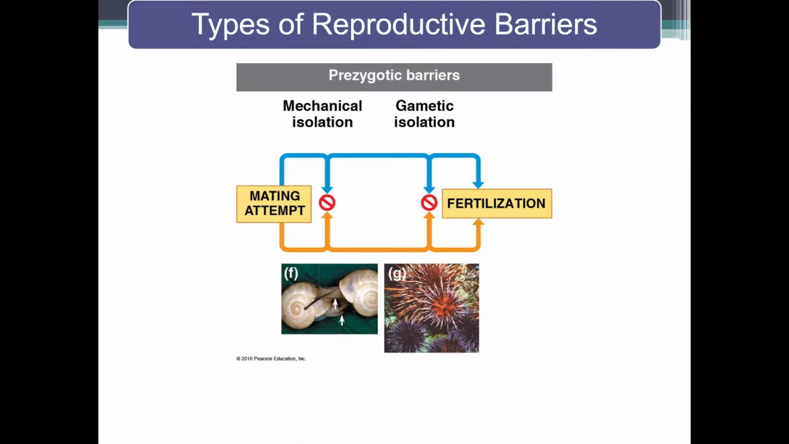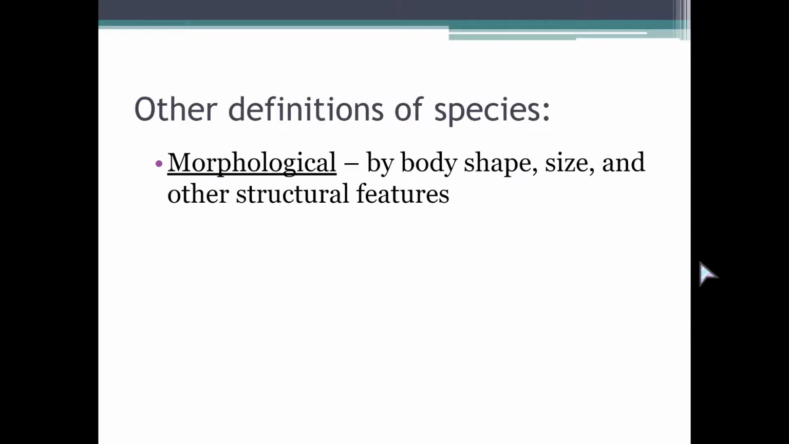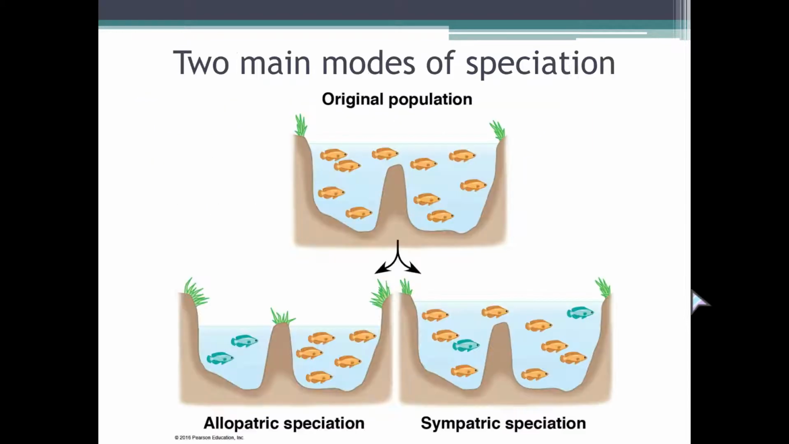These two are focused again on the fertilization piece. Mechanical, physically cannot interact with each other for their reproductive patterns. Gametic isolation, even if their gametes meet, they don't fertilize. And then these are our postzygotic barriers. And so I'm just going to jump through that.